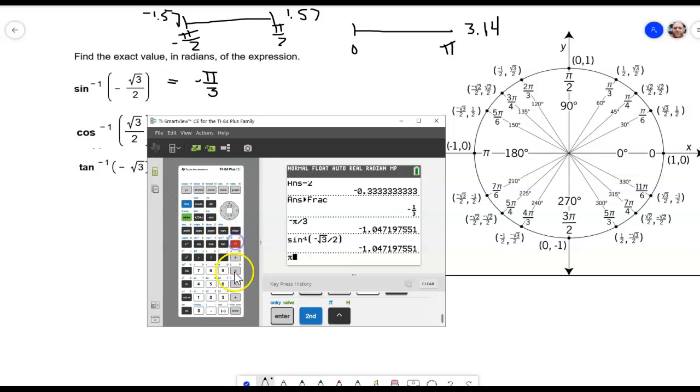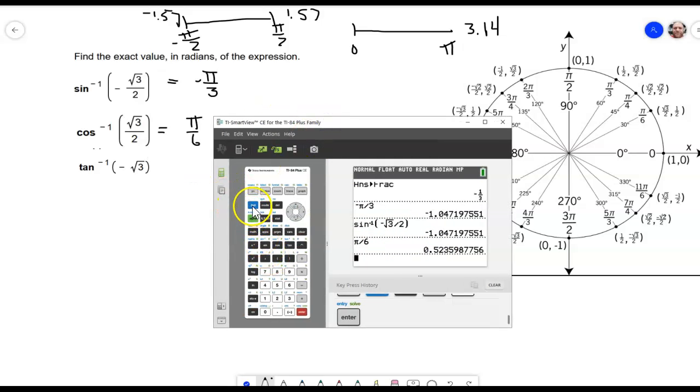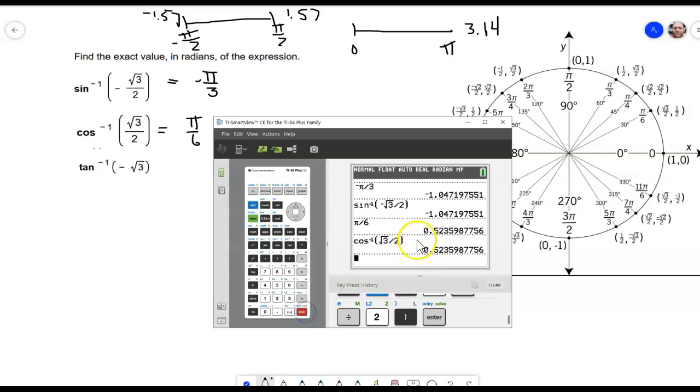Second pi divided by 6. It certainly is. And let's do the inverse cosine of square root of 3 divided by 2. And I should get the exact same number there, which I do.